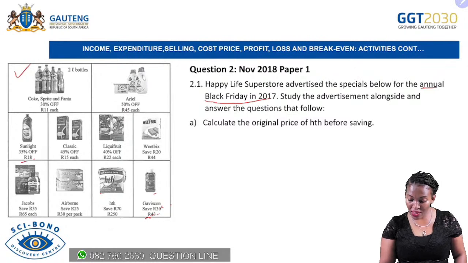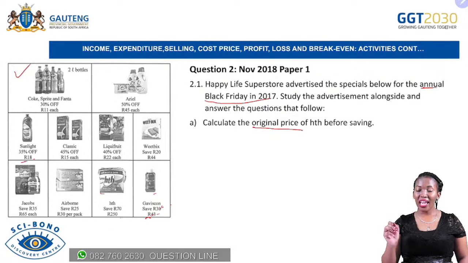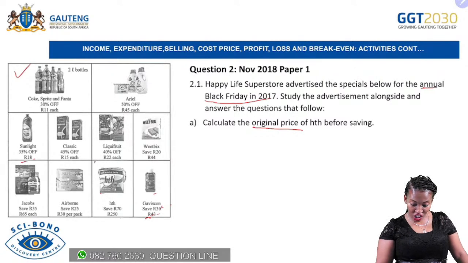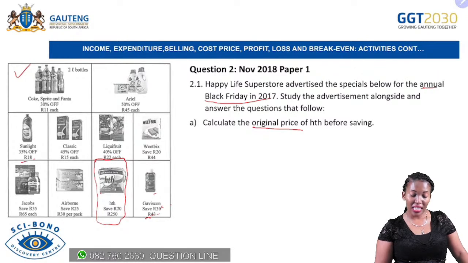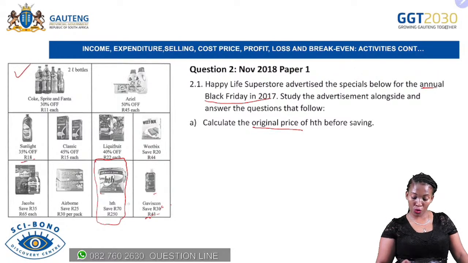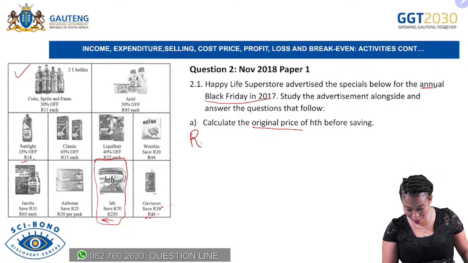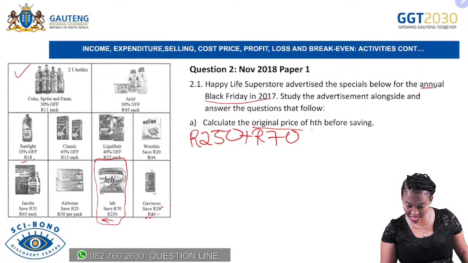You must calculate the original price of HTH before the saving. So where is our HTH? Here is the HTH. They say you save what? You save 70 rands. And now that you are saving 70 rands, how much are you going to pay? 250. So if the special wasn't there, the original price would then be how much? It would be 250 plus 70 rands. That is correct. So 250 plus 70 rands, it would then be how much?